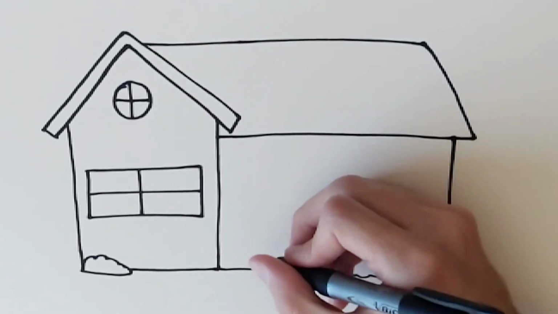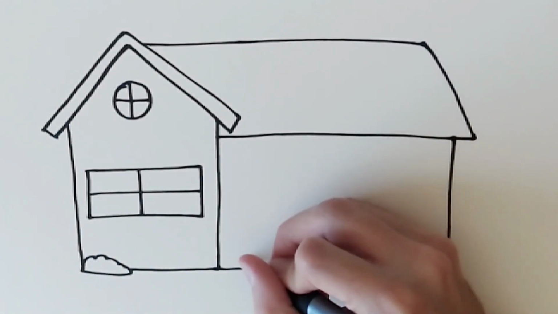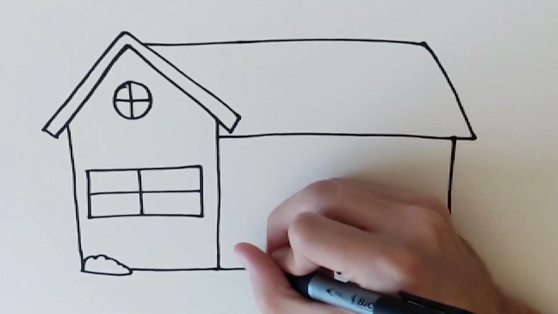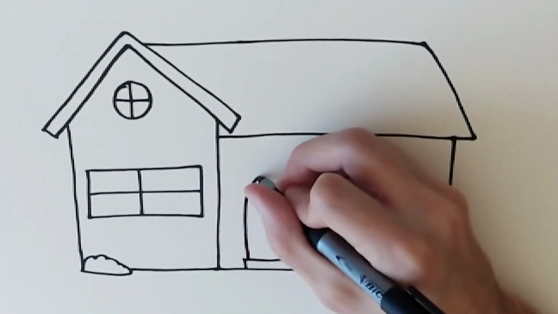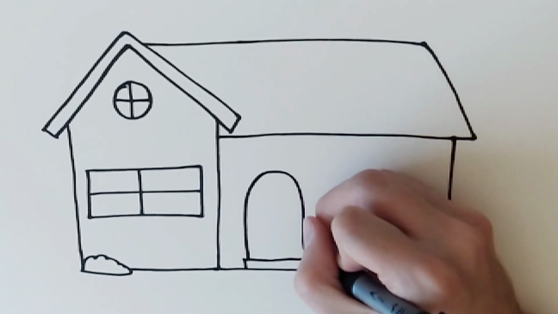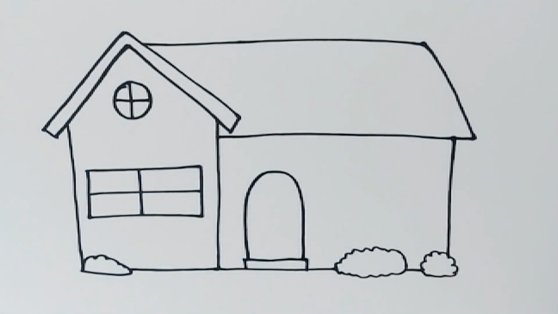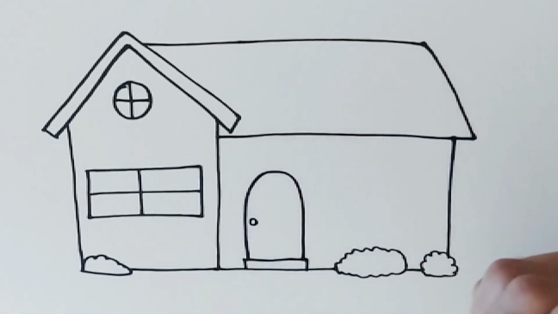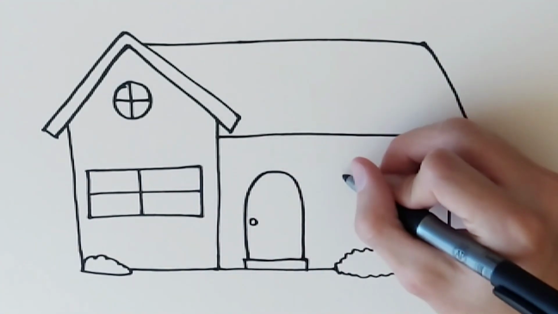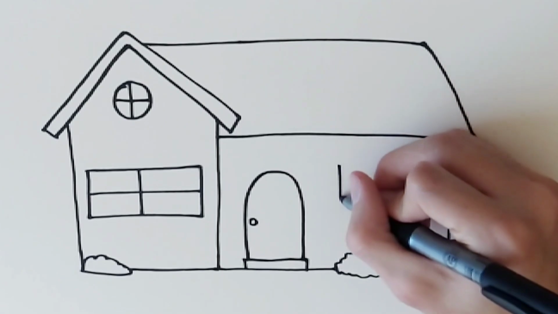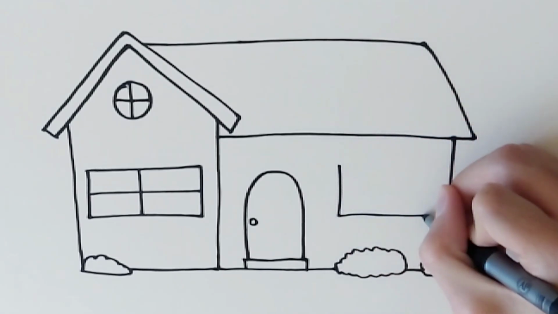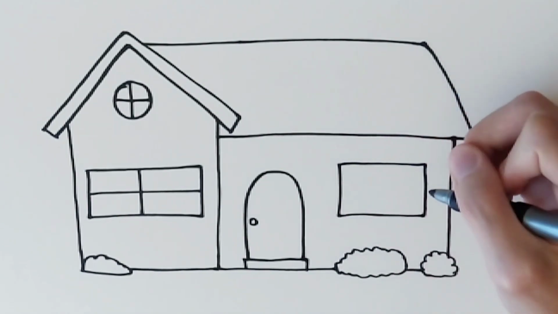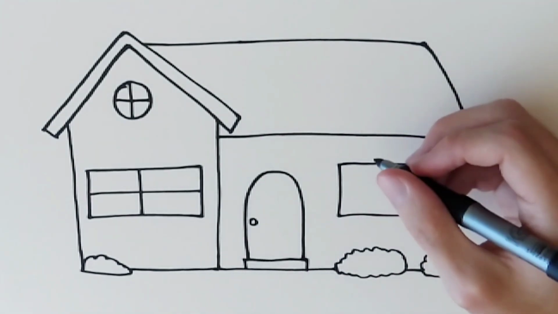Next step, you draw the door. Draw this and the door and draw a circle here. Now we'll draw a window here. Whoa, so cute drawing.